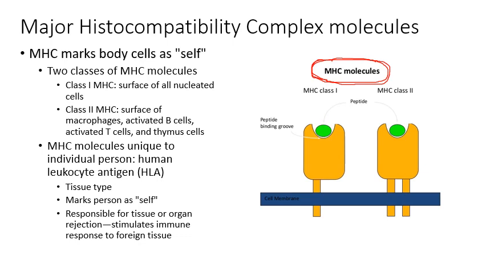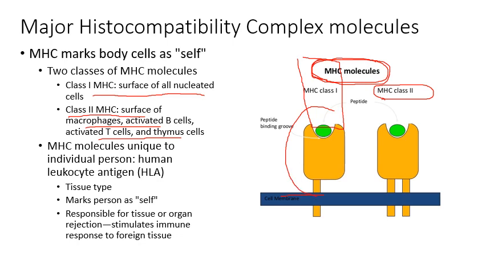But these molecules are at the membrane, and the T cells are going to have receptors that can bind to these MHC molecules. They are on the surface of all nucleated cells, at least the class 1 are. For class 2, these are on macrophages and activated B cells, so the immune cells have the class 2 MHC. But again, these are just markers on the cells saying, hey, I'm one of us. I'm part of our body.